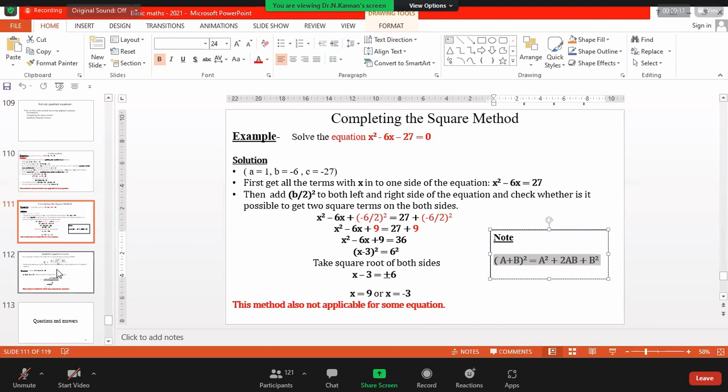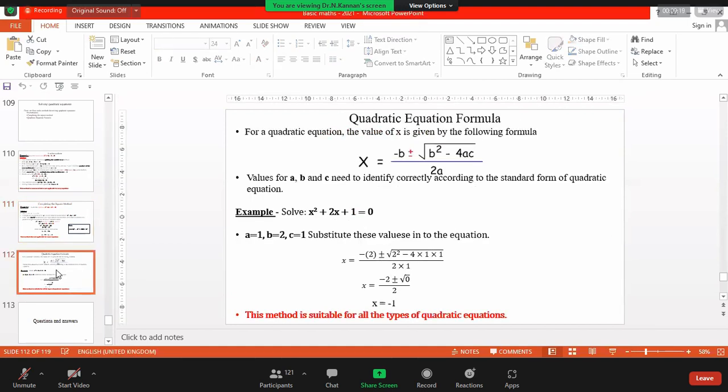This is of course the quadratic equation formula. For a quadratic equation, the value of x is given by the following formula. You see, this is x. Now we are having b, a, and c, right? Everything is there. You should have studied this one, correct? Vidushana, you have studied this one before? Yes, sir. Yes, it's very simple, right? So I'm just refreshing because we are going to have some practical applications later. So we know A, B, and C.